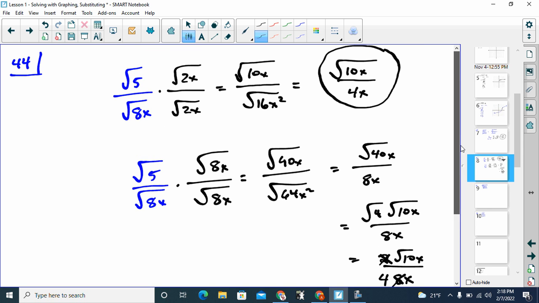So notice it's going to be easiest to get there if we find the smallest perfect square that works. But if you don't, you can still do it. There's just going to be more reducing you need to do and canceling.